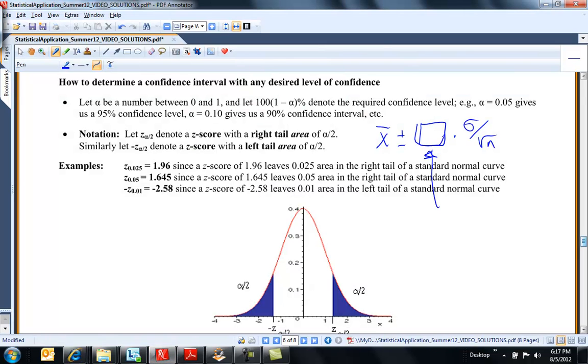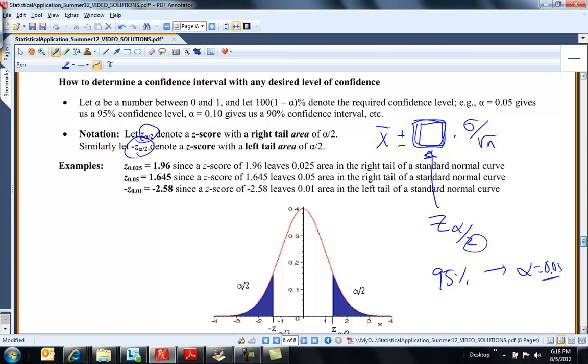We call this a z-score. A z-score is really just how many standard deviations you're going to go in either direction. And the notation for it is z of alpha over 2, because if you want a 95% confidence interval, that means alpha is 5%, and then you take half of alpha, because we're always going to be building two-sided confidence intervals, so you want half of this probability in each tail. The positive will denote leaving that much in the right tail, the negative will be leaving that much in the left tail.